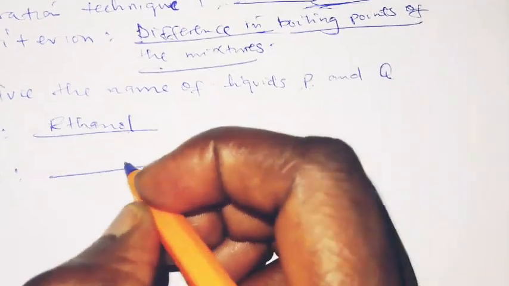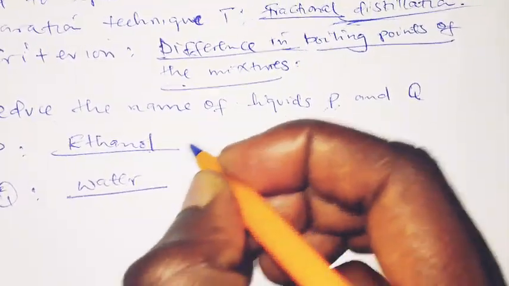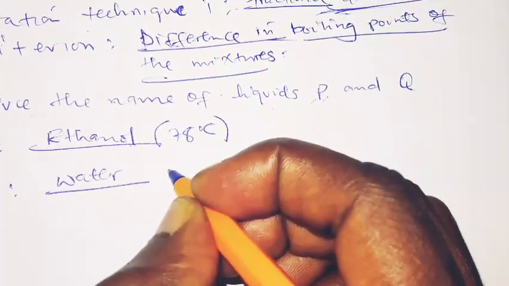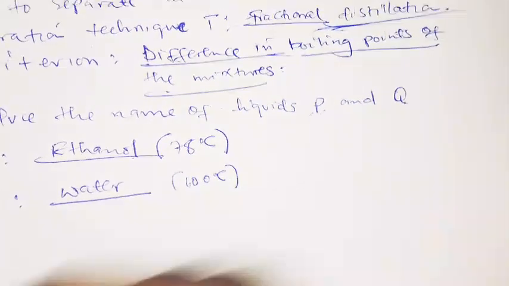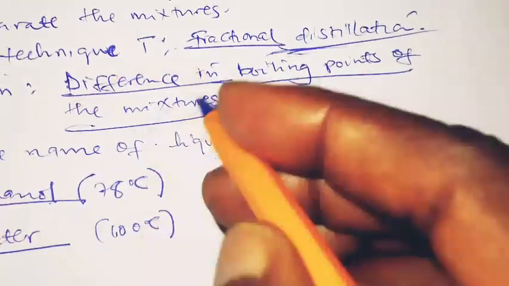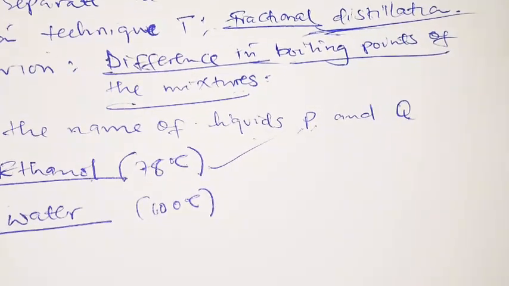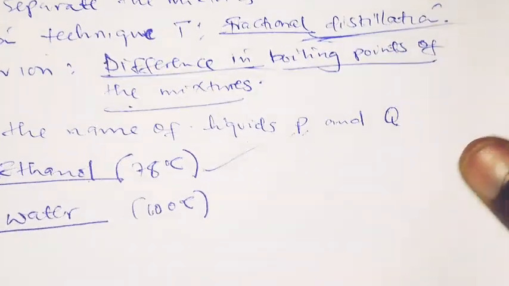So ethanol and water. This one boils at 78 degrees Celsius. This one boils at 100 degrees Celsius. So in this case, ethanol is going to reach its boiling point first, and then it will evaporate first due to that.